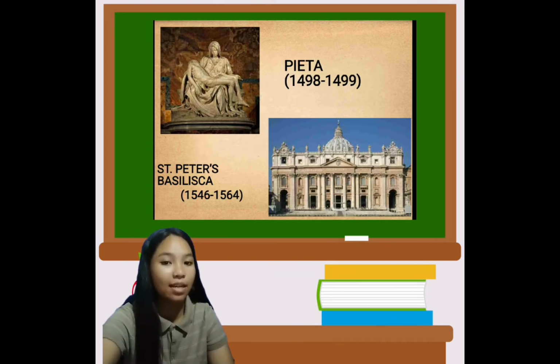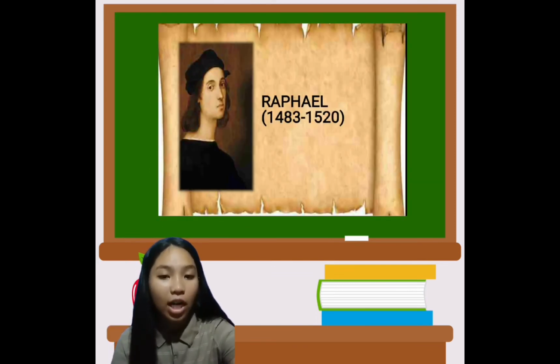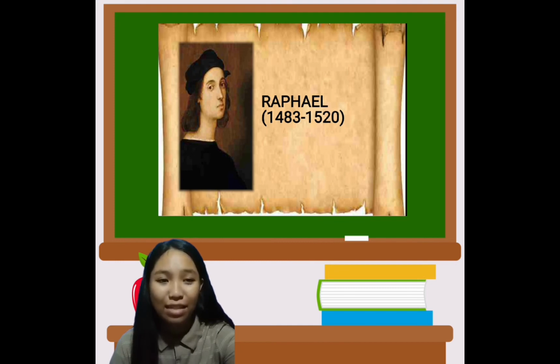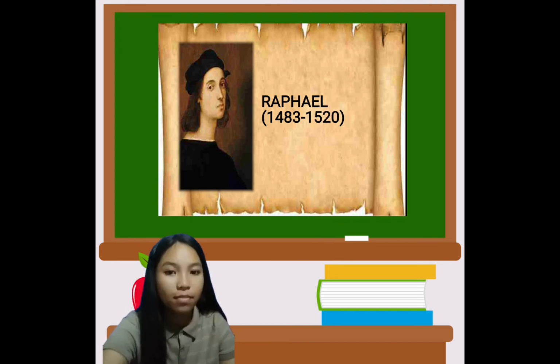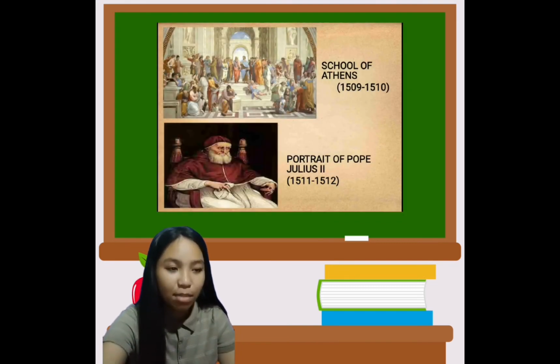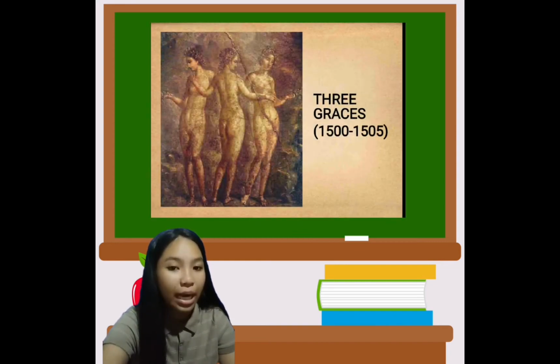Next and the last artist in the High Renaissance is Raffaello, known as Raffaello Sanzio da Urbino, who was an Italian painter and architect during the High Renaissance. His work is admired for its visual clarity. Now these are his major artworks: School of Athens, Portrait of Pope Julius II, and Three Graces.